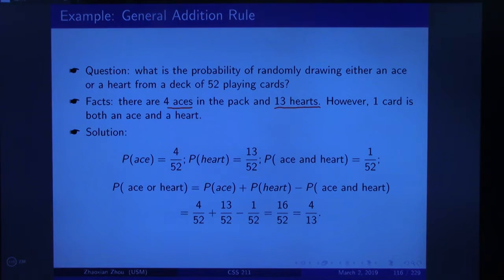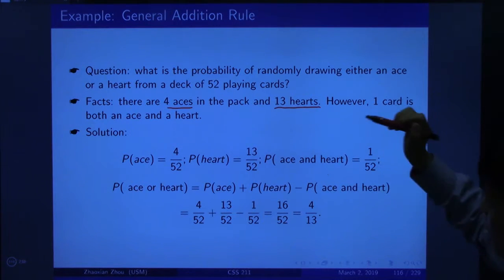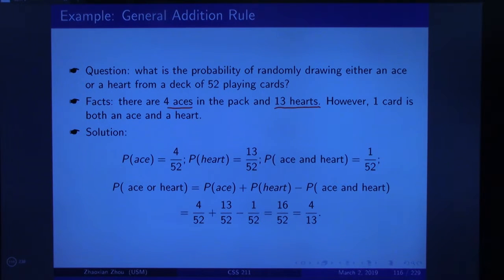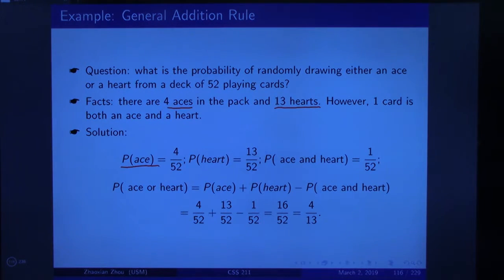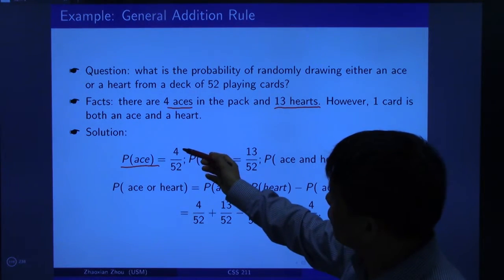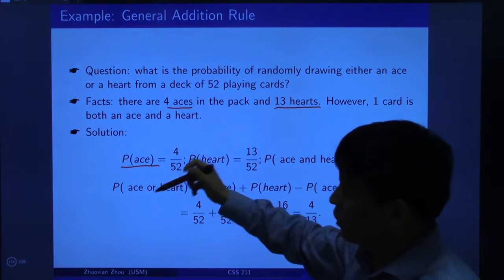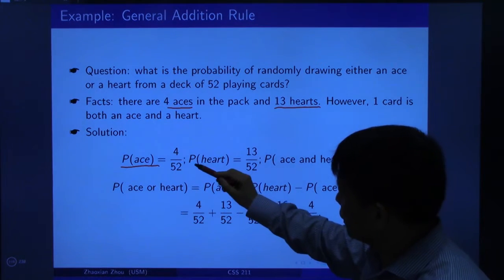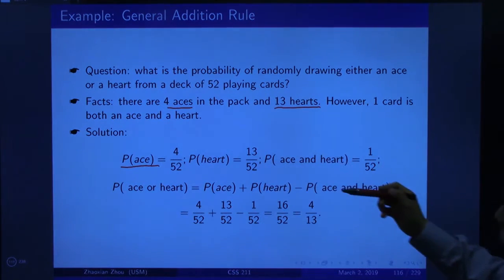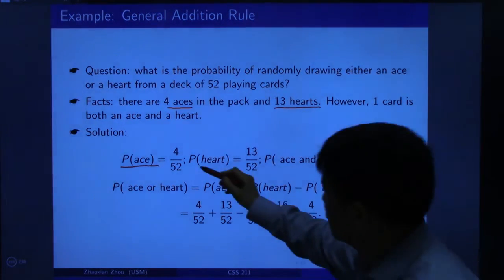Based on these facts, we have several calculations. The probability for a random card to be an ace is, because it is an equally likely random event, we have 52 cards in total and only 4 aces, so the probability for a random card to be an ace equals 4 over 52. That is how we assign this probability. The same thing applies to the probability for heart. We have 13 hearts and 52 total cards, so P(heart) equals 13 over 52.